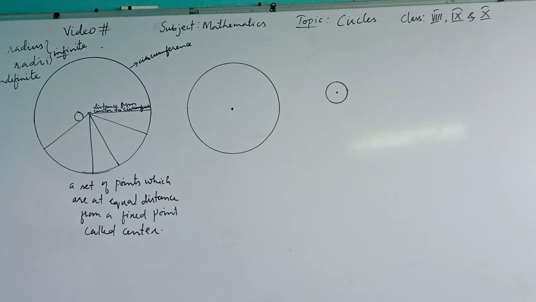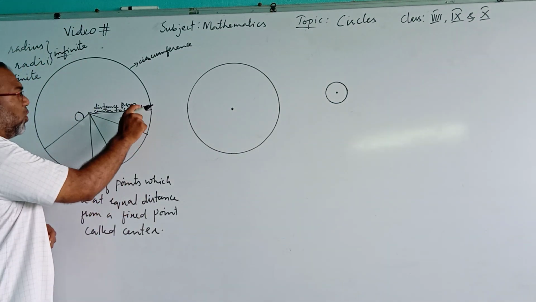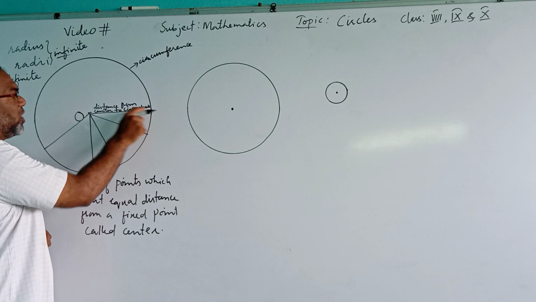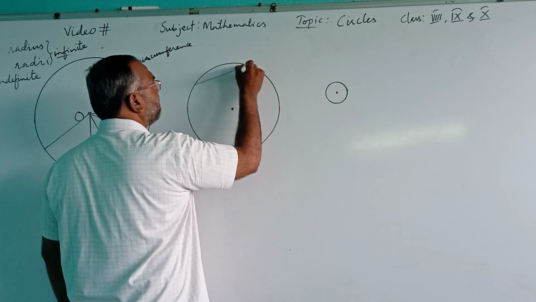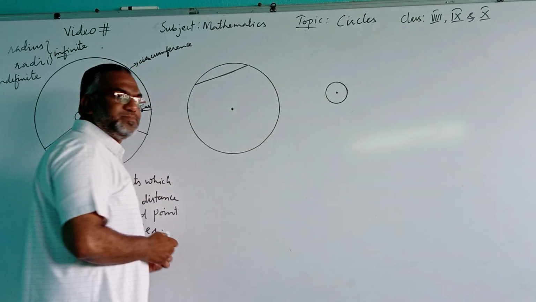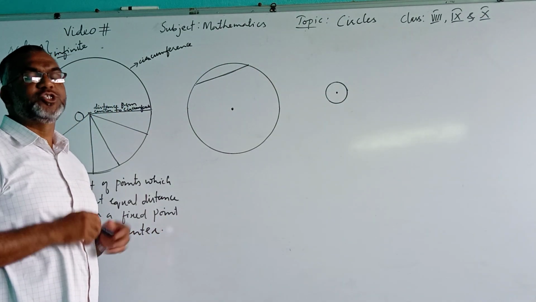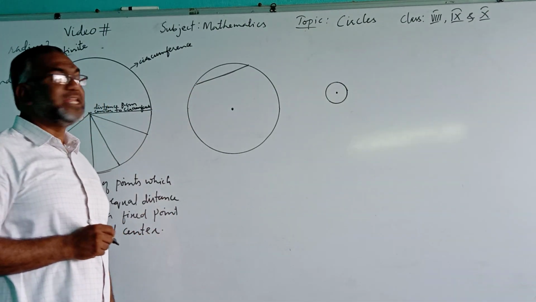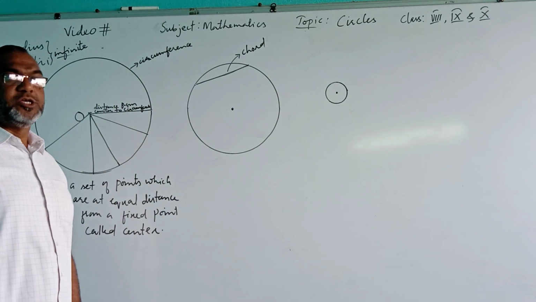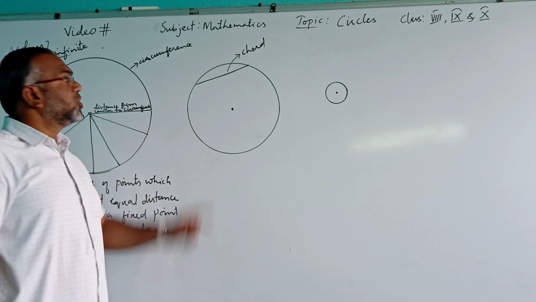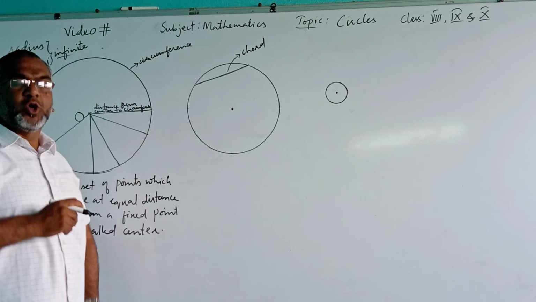Now let's see another important thing. What if I join 2 points on the circle? For radius, only one point on the circle is joined to the center. What if I join 2 points on the circle? Here is a point and here is another point. 2 points on the circle are joined. This line is called a chord. A line joining any 2 points on the circle is called a chord.